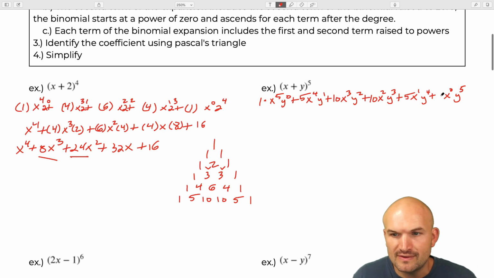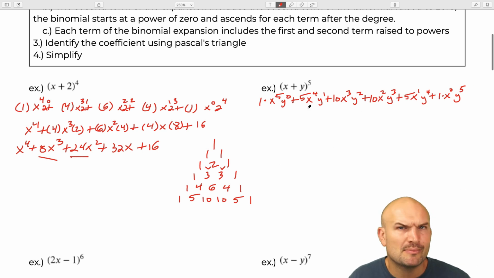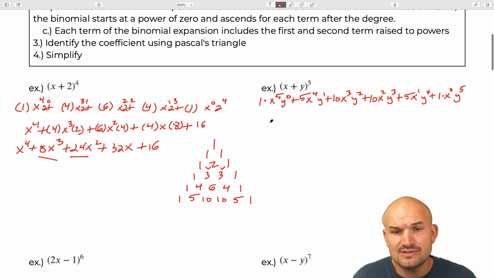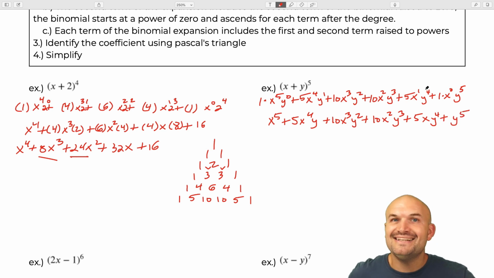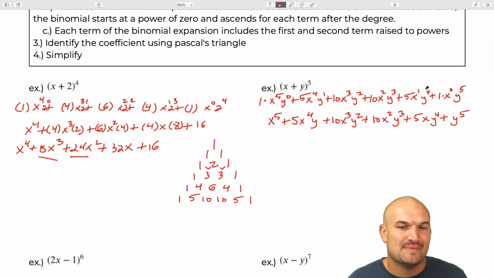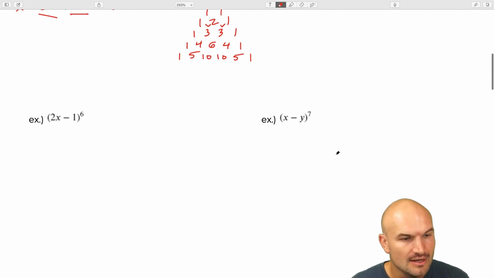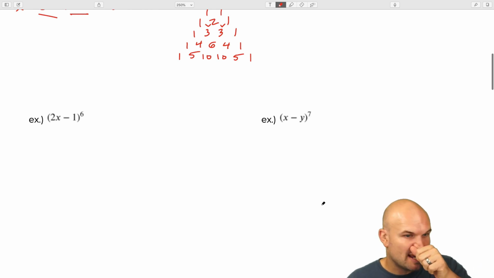I kind of showed where they come from for the last one. Just remember it's multiplication here. And now we can just go and simplify this. So this will be x to the 5th plus a 5 x to the 4th y, plus a 10 x cubed y squared, plus 10 x squared y cubed, plus 5x y to the 4th, and then plus a y to the 5th. And again, you can see that symmetry that is going on with those coefficients as well as with the powers.